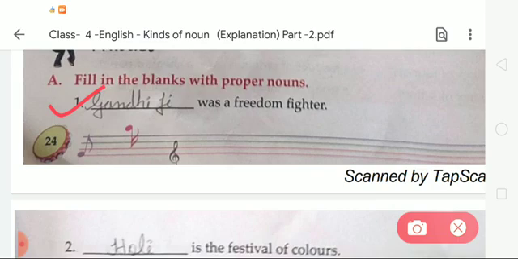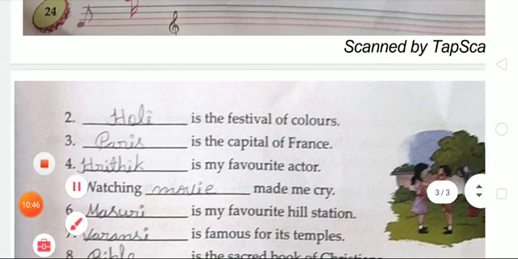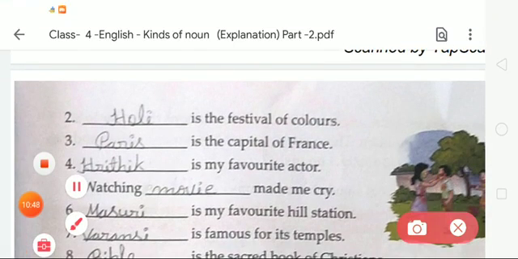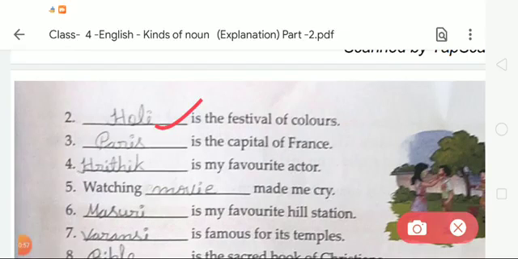We have to write only one name, so we write here Gandhiji. Gandhiji was a freedom fighter. Now the next: dash is the festival of colors. Student, here we have to write Holi. What is the spelling of Holi? H-O-L-I. Holi is the festival of colors. Now the third: dash is the capital of France. Tell me, what's the capital of France? We all know that Paris is the capital of France, so we write here Paris.